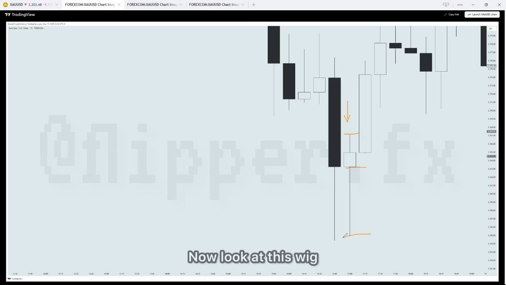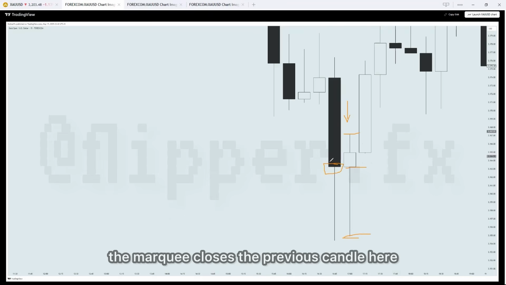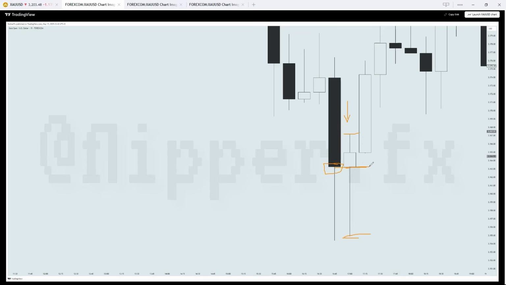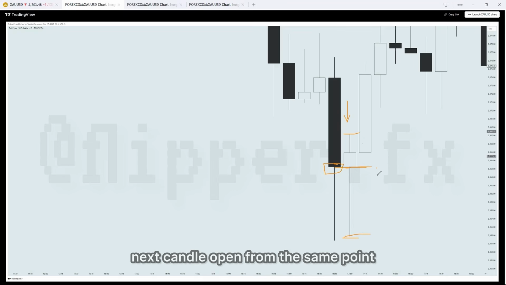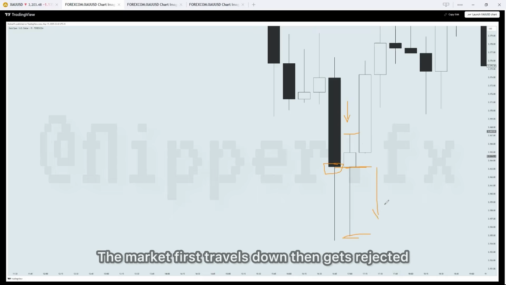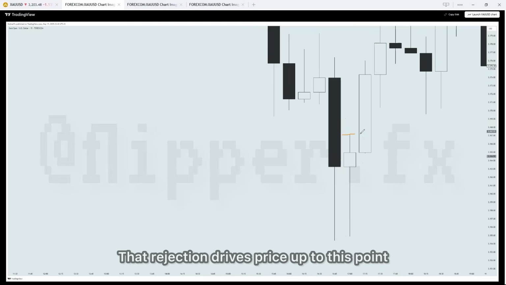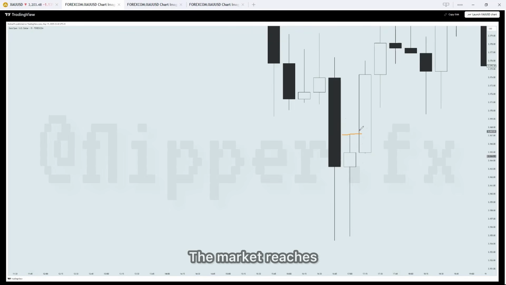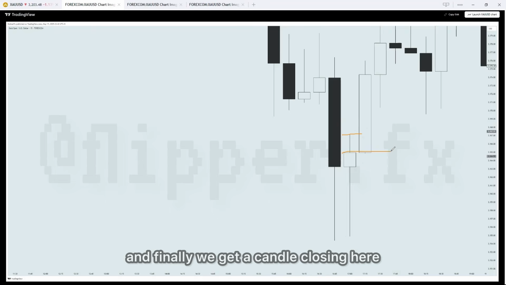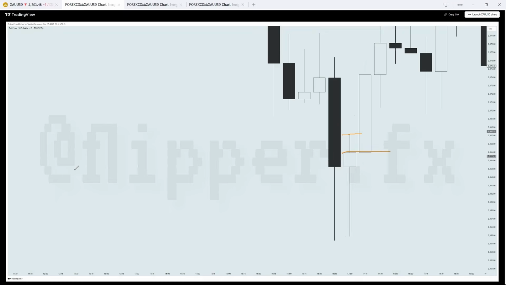Now look at this wick. The market closes the previous candle here and the next candle opened from the same point. The market first travels down, then gets rejected and pushes upward. That rejection drives price up to this point. The market reaches this level and then it drops again. And finally, we get a candle closing here.